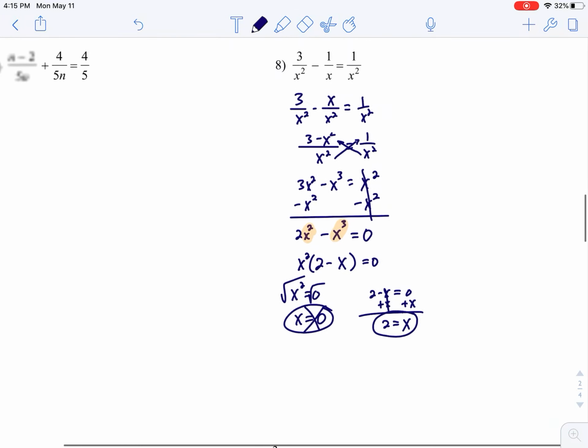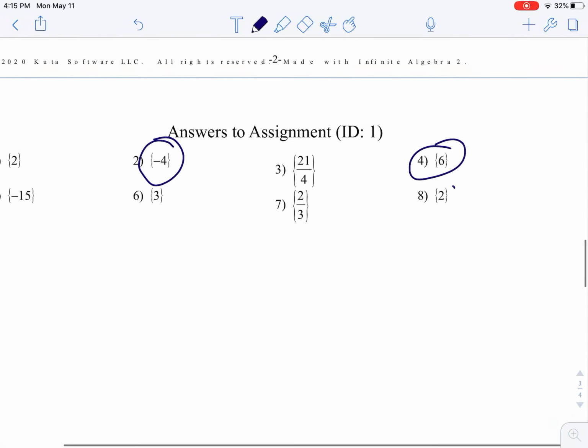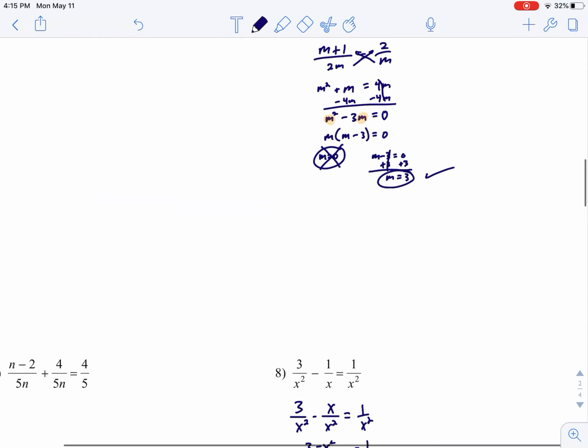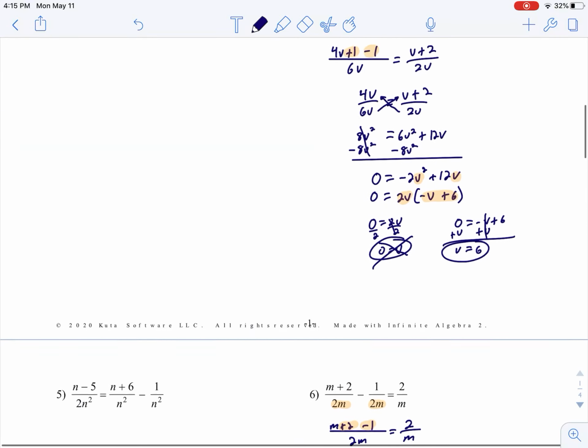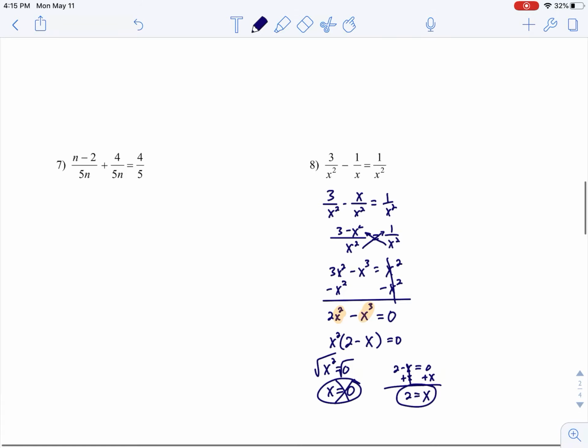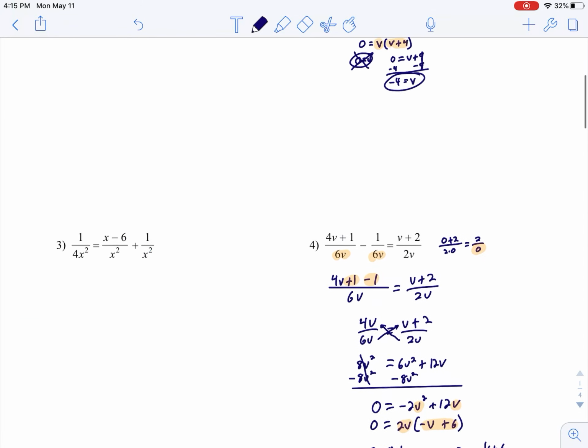Let me check number 8. And there it is. Did I check number 6 and then I got 3? Yeah, we're good. Okay, so all of yours have common denominators. One of mine didn't, and you saw the extra steps there. Hopefully it's all good with you.